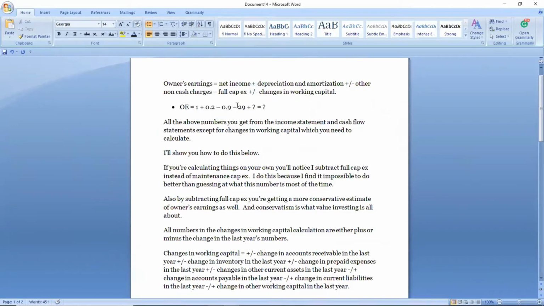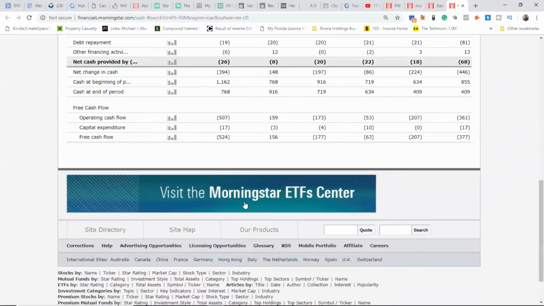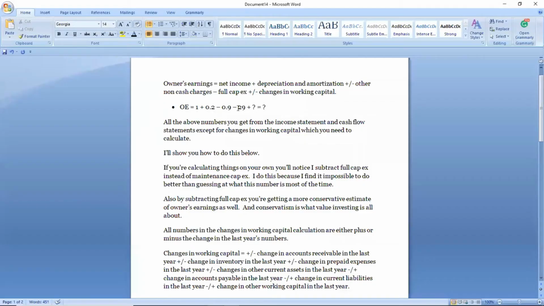0.9 minus full capex. Capex is down further, so round it up. I'm just rounding up at 0 in the hundreds of thousands of places. So 0 plus. Just 0? Yes, it's like $12,000. Ah, that's in thousands. Okay, so it's 0. Yeah, so 0, and then we go down here.